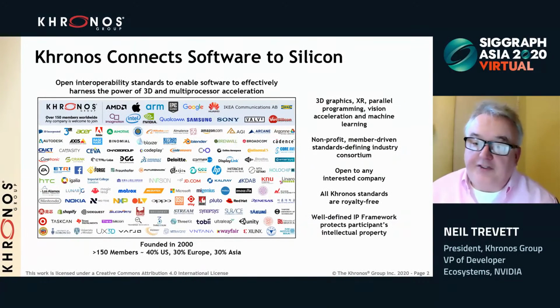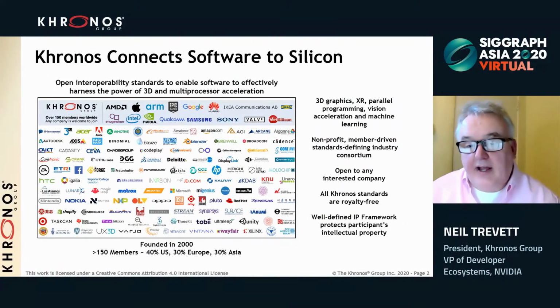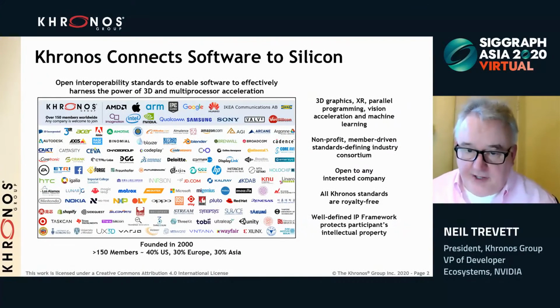We have been creating open standards for 20 years and have almost 160 members, and that includes everyone from the largest companies down to small startups. And 30% of our membership is in Asia. Any company from around the world who wishes to join Khronos is welcome to participate, to have a voice and a vote in how Khronos standards evolve.